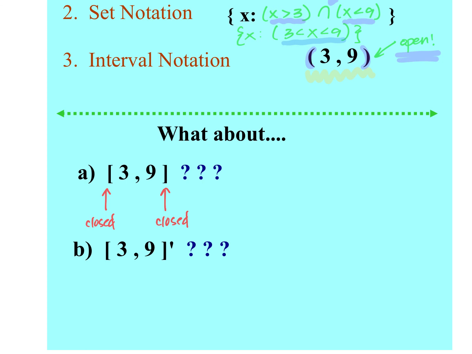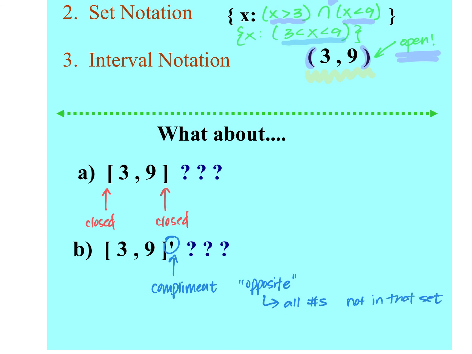Other thing that I want you to know about is called the complement. And that's this apostrophe here that you see on part B. This is again called the complement. And the complement means the opposite of. So if I have the complement of a set, I am talking about the opposite of that set. I want all the numbers not in that interval.